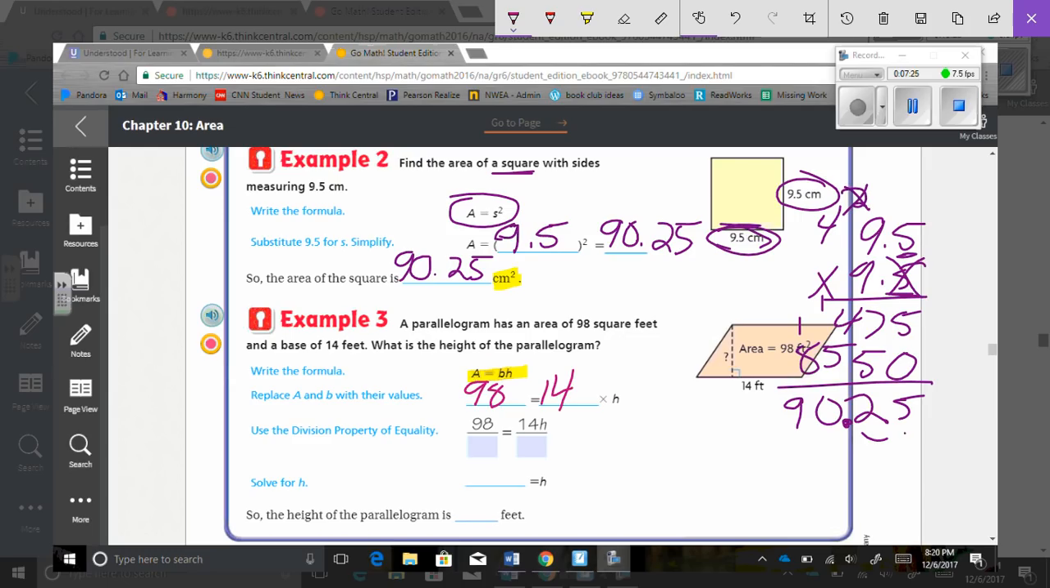So we're going to use the division property of equality to figure this out. We know that 14 times h equals 98, so we can divide that out. We're going to divide both sides by 14, which will then give us 7, because 98 divided by 14 is 7, and that gets rid of the 14 over here, so we just have h. So then we know that the height of that parallelogram is 7.